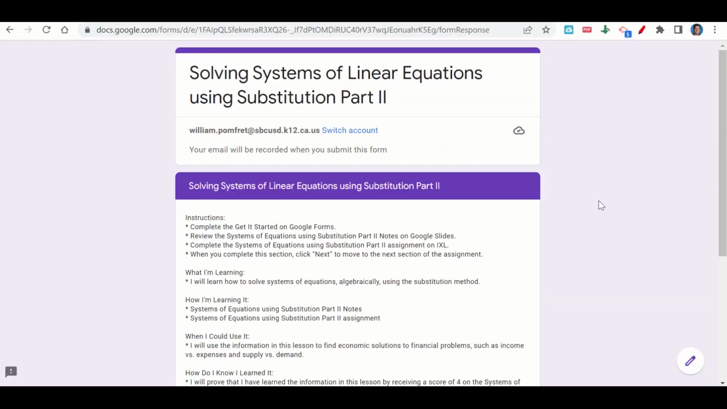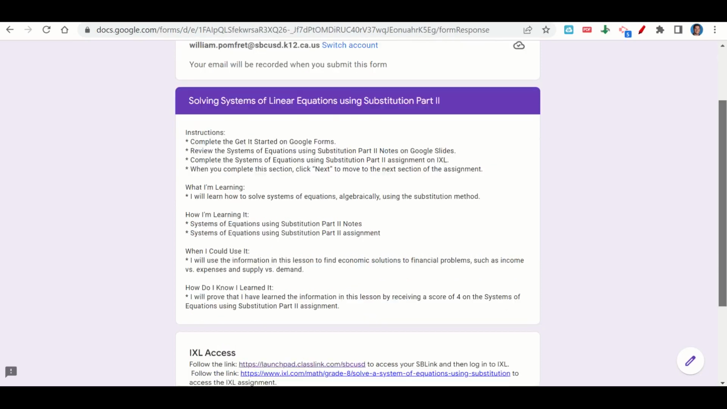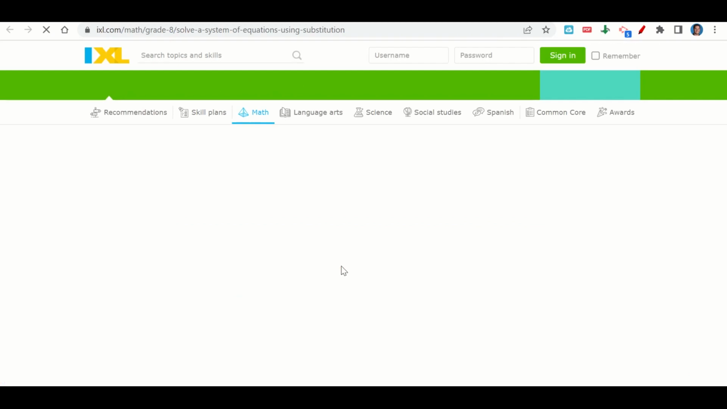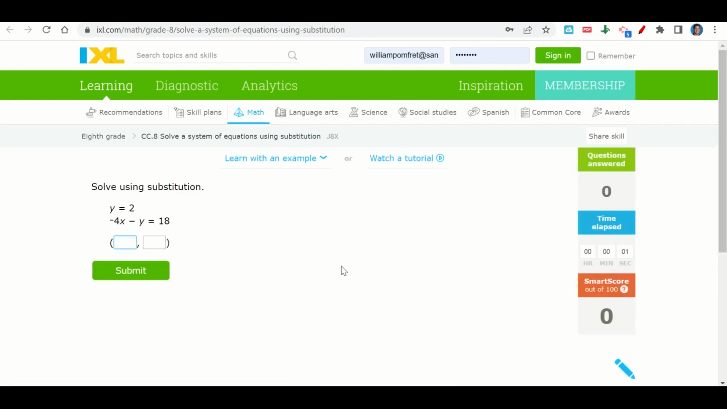Let's take a look now at the Solving Systems of Linear Equations using Substitution Part II assignment. Our assignment begins with the learning goals and success criteria. If we scroll down, there's a link here that takes us to SBLink, which will allow us to sign in so we can access the IXL activity. Once we're signed in, we'll come back to this page and click on this link that will take us to our IXL assignment.